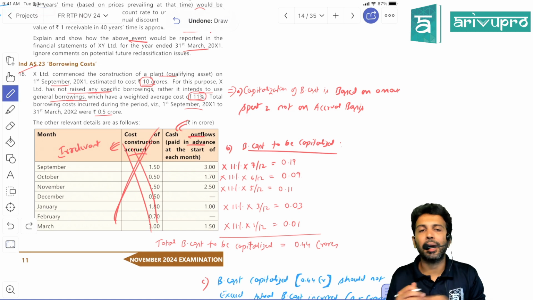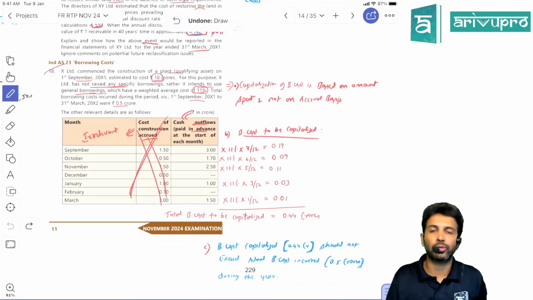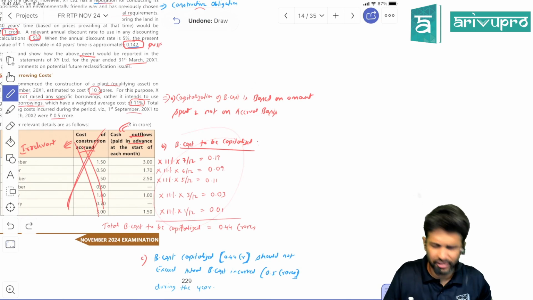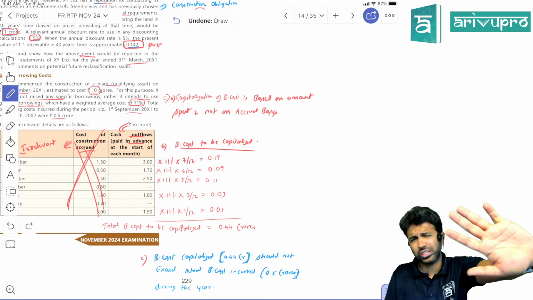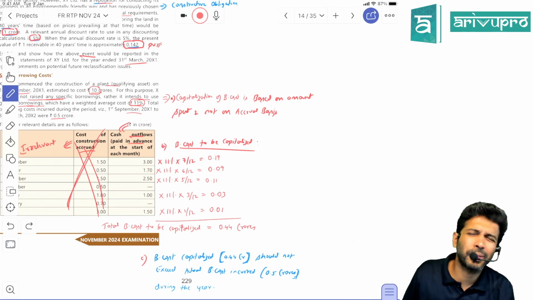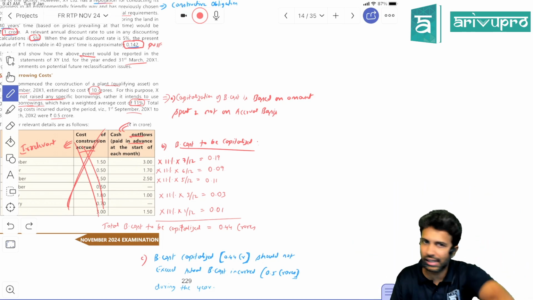So borrowing cost to be capitalized will be 0.44 crores. That's what it is. Okay, sir. So if you write this sentence and calculate this, and maybe one more conclusion, it is sufficient. They have given a big solution and ICA. That is just for understanding and explanation purposes. You don't have to write so much in the examination.